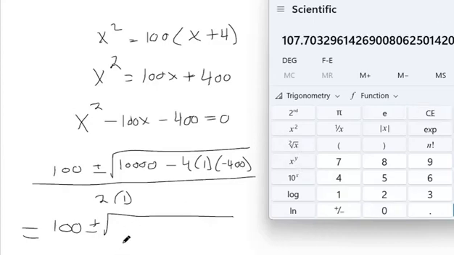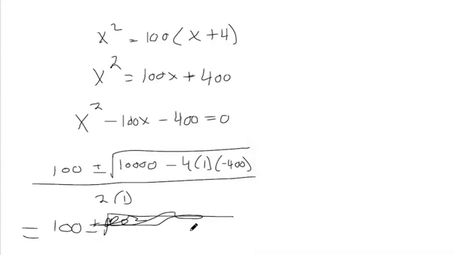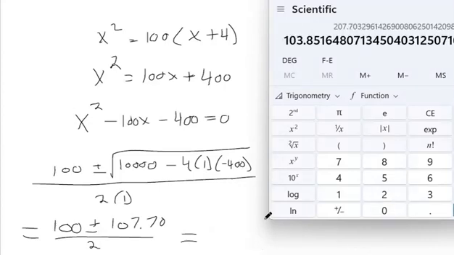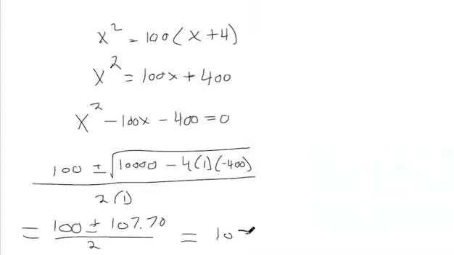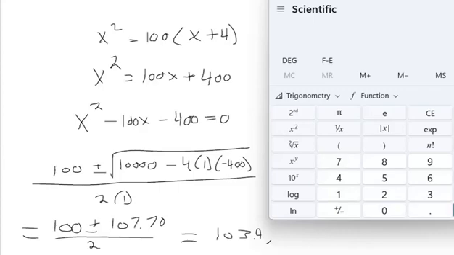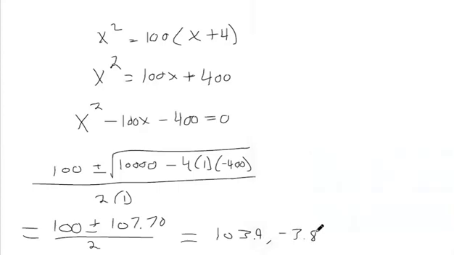So the entire square root is 107.70, we'll say. That's all being divided by 2. And then you remember how to handle the plus or minus symbol. You do it once for plus, once for minus. So I got 103.9 when I did plus. And then we got 100 minus 107.7 divided by 2. And I got negative 3.85 for minus.